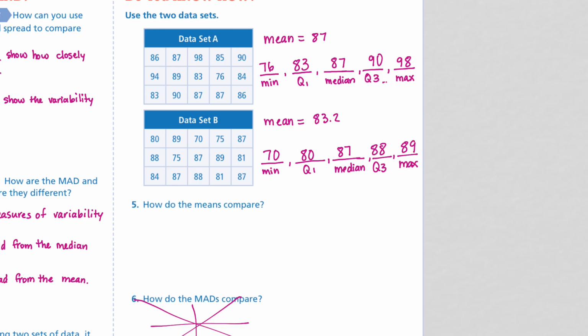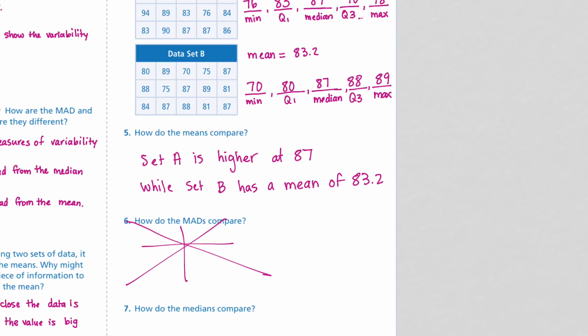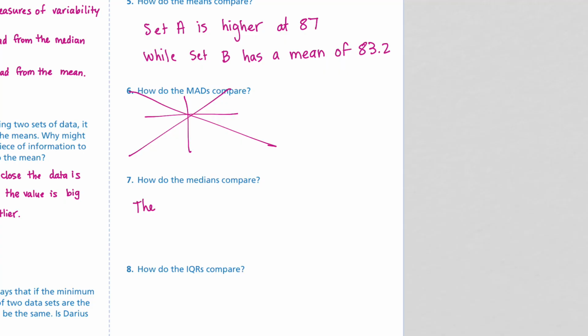Okay, I have all my data values here. Question number 5 says, how do the means compare? Set A is higher, at 87, while set B has a mean of 83.2. How do the medians compare? The medians are the same for both.